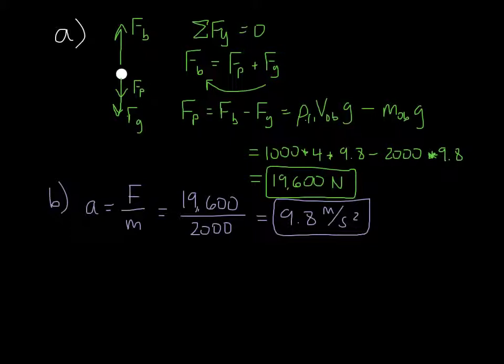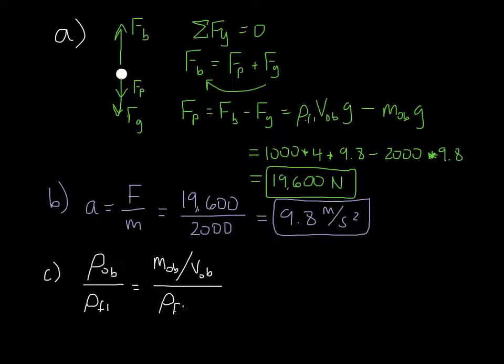And for part C, what percent of the log is submerged once it comes to rest at the surface? Well, the fraction that's submerged is basically just the density of the object divided by the density of the fluid. The density of the object is not given, but you can figure it out by doing the mass of the object divided by the volume of the object. All that is divided by the density of the fluid.